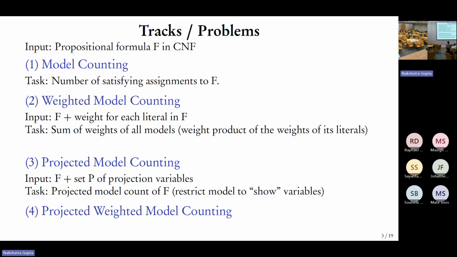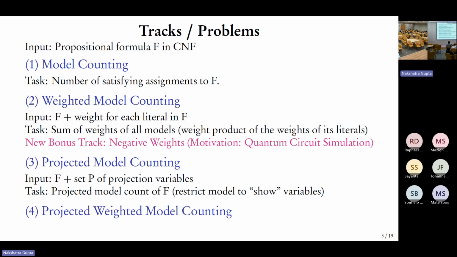And the fourth one is the projected weighted model counting, which is the combination of 2 and 3. So this year, we had another bonus track for weighted model counting, where we allow negative weights. Earlier, weighted model counting used to be only positive weights. And this year, we had a set of applications on quantum circuit simulation from a group from Leiden. And for their instances, we needed these negative weights. So we decided to have this bonus track for track 2 as well. So we have 5 tracks effectively this year.